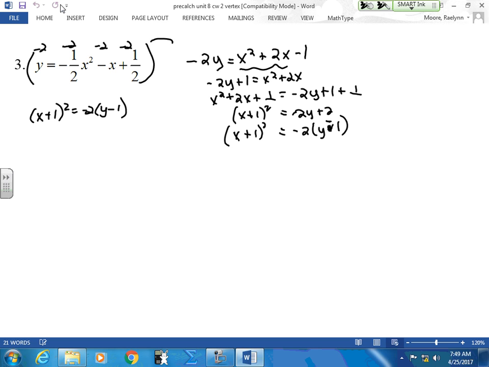So this tells me I'm opening which way? Down. What's my vertex? (-1, 1). Okay, so here I am at (-1, 1). I've got the same situation. Do I cross the (0, 0) to the left or to the right of it? How do I sketch this? So do your x-intercept and your y-intercept first.